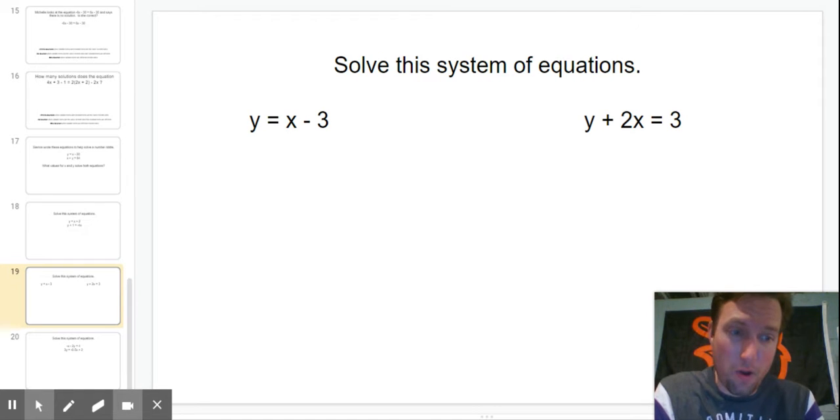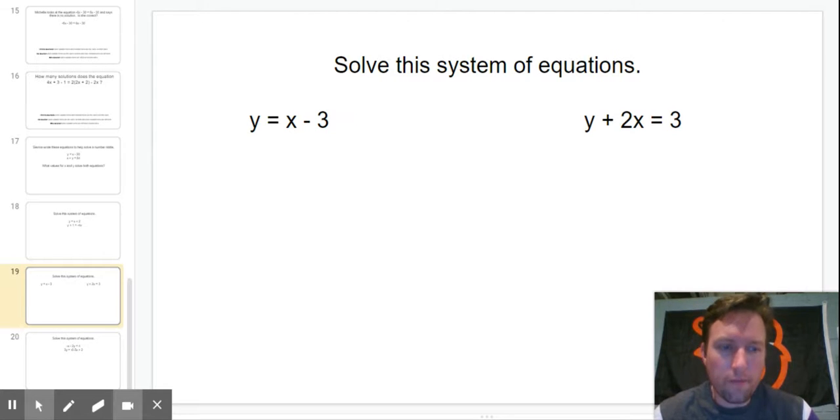So we're going to pick up where we left off on Tuesday, and we're going to be solving systems of equations using the strategy of substitution. So first off, let's recap. What are systems of equations?